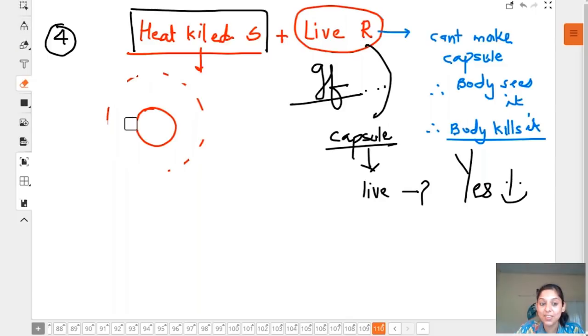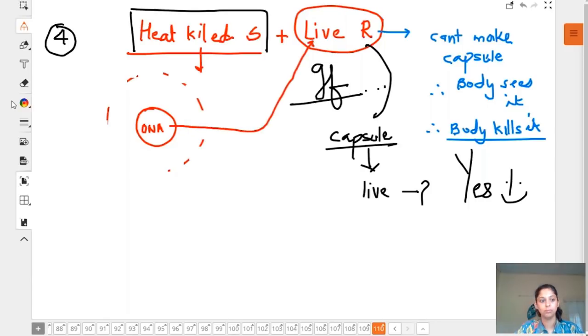But DNA is there. DNA is there. This DNA goes to R. And what will the DNA carry to the R? Information. You have heat killed the S. You have destroyed the capsule.